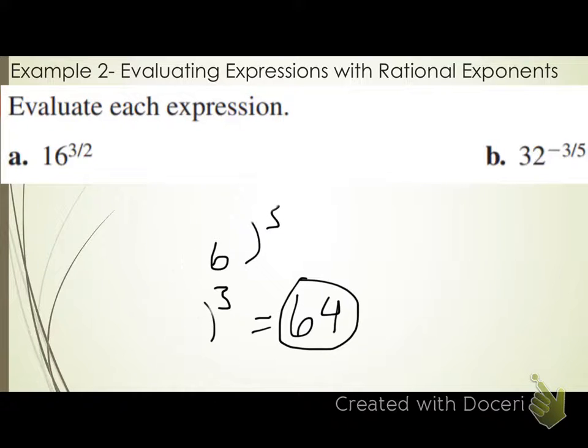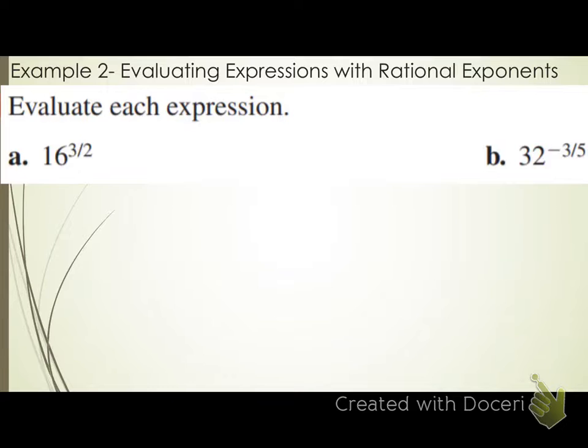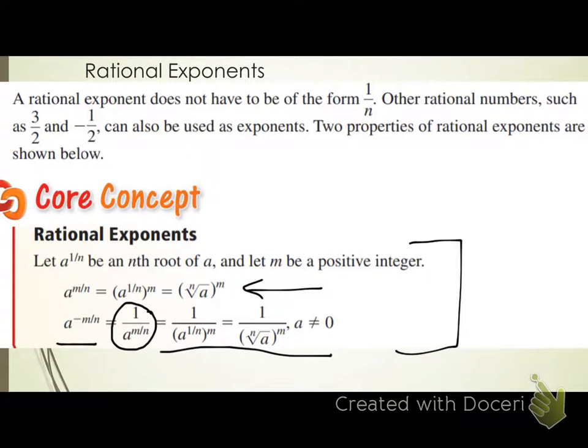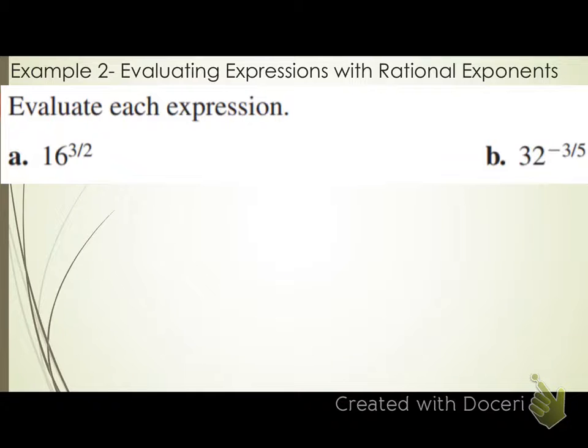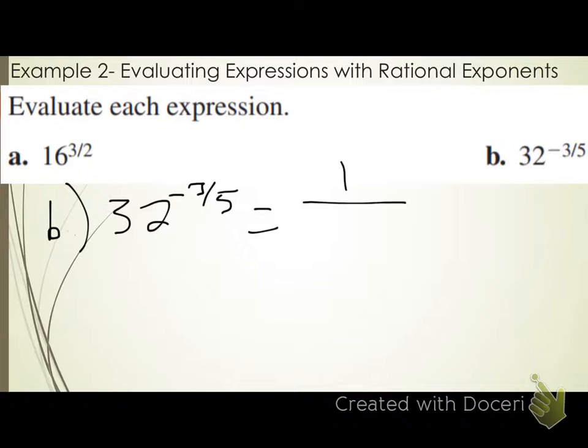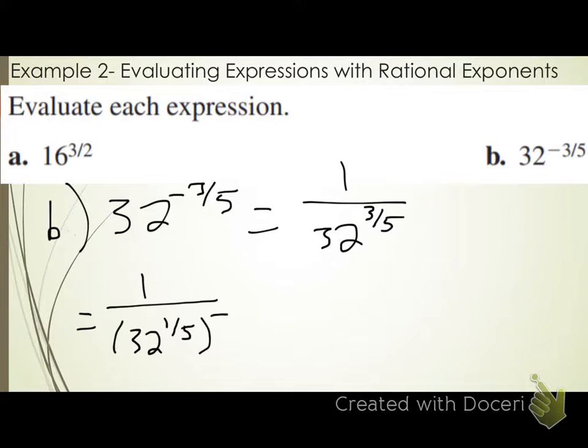So let's look at letter B now. Letter B is going to be like our second property since we have that negative exponent. So before I do anything else, I have to make that exponent positive by bringing it to the denominator. Just like that. And now I can break up the denominator to be 32 to the 1/5 power to the third power. 32 to the 1/5 is just telling me to do the 5th root of 32.